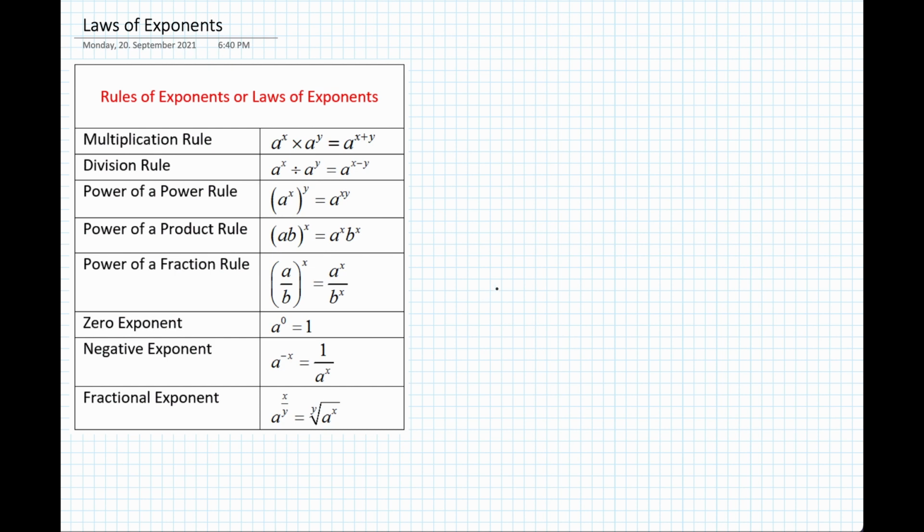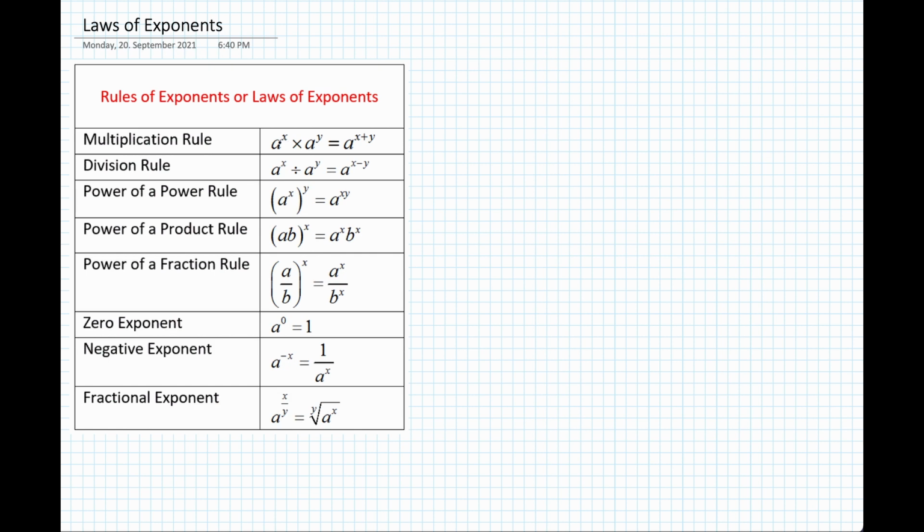to talk to you about laws of exponents. Now you might already know them, but they are very important all throughout your school career. So it's good to know them by heart and be able to apply them in any situation. So the first one is the multiplication rule.